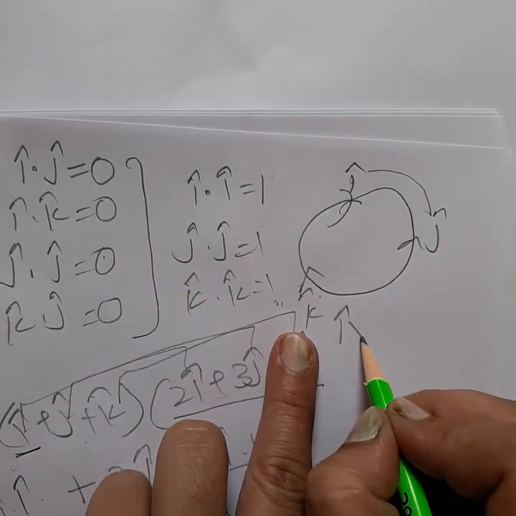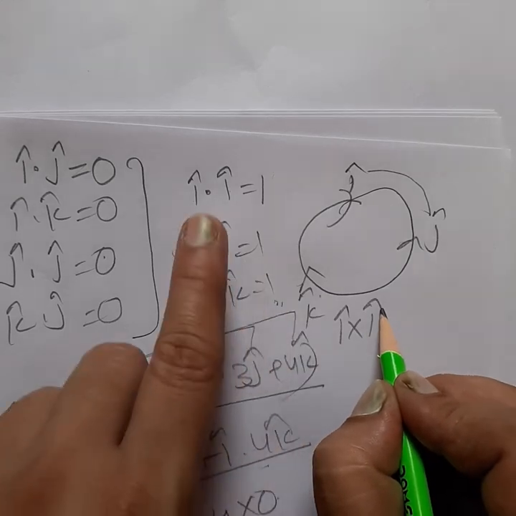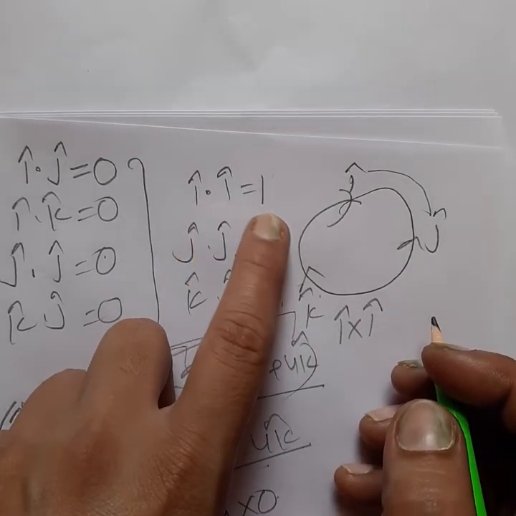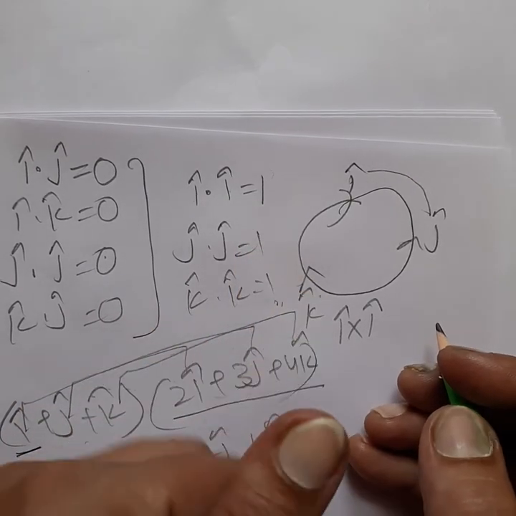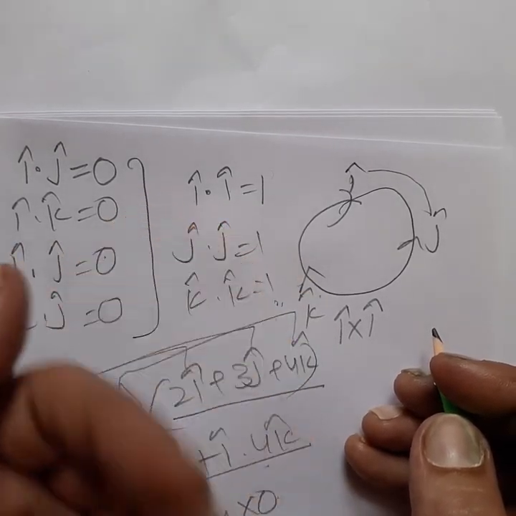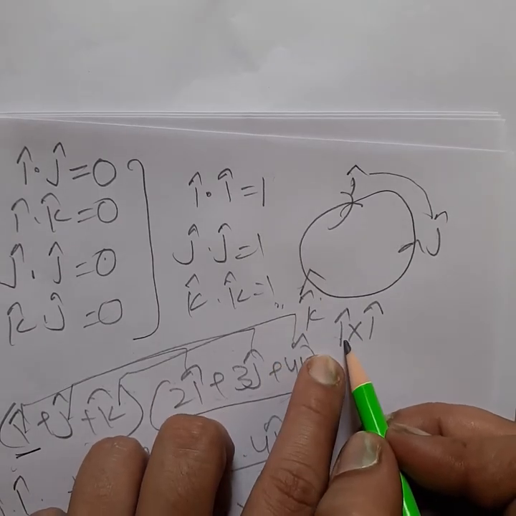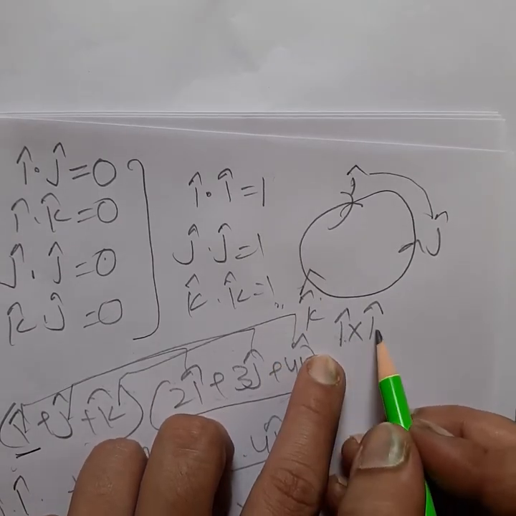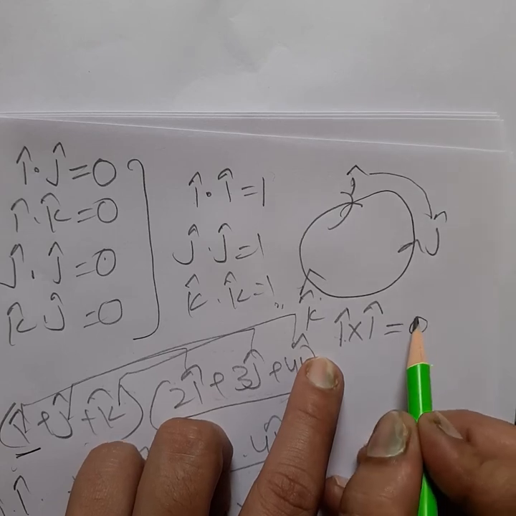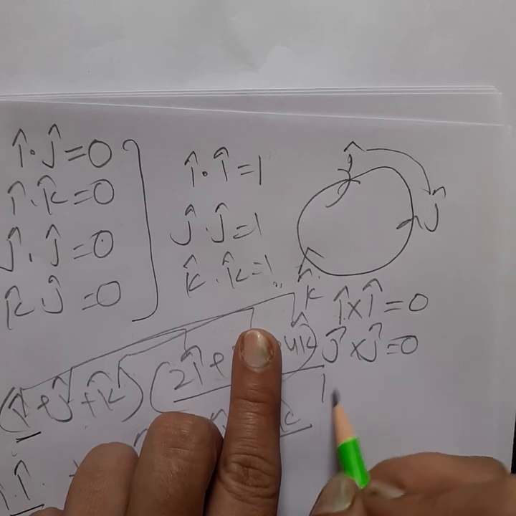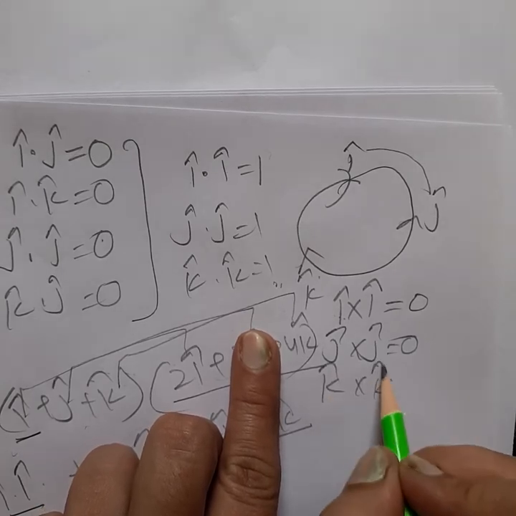If we multiply i cross i, and if we take the dot product of i dot i, then we get 1. In the next questions that we will do, in those questions we use the formula i cross i is equal to 0, j cross j is also 0, and k cross k is also 0.